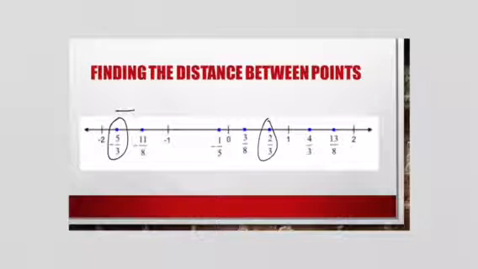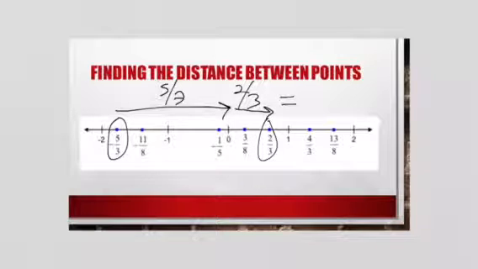Well, I know it takes 5/3 to get to 0, because -5/3, the absolute value of it is 5/3. Then it takes another 2/3 to get to 2/3. So 5/3 and 2/3, well, that equals 7/3. So these two numbers are 7/3 apart. All right.